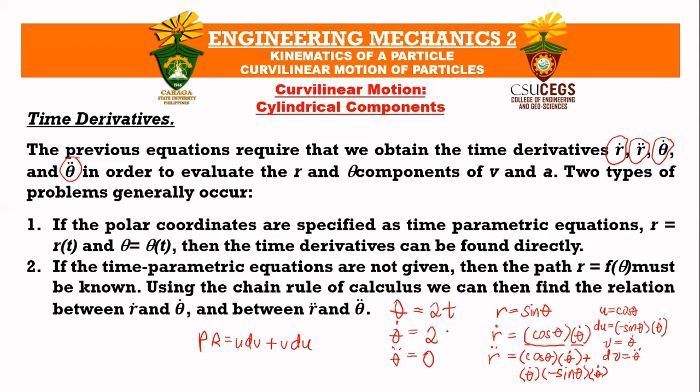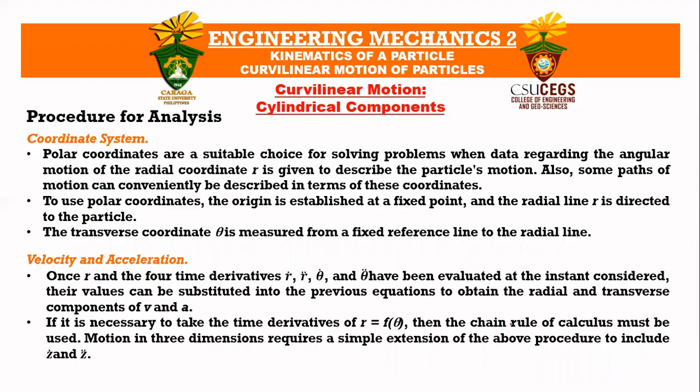So it could be a time parametric equation, or if the time parametric equations are not given, and the path, which is the r, is a function of theta, you will use the chain rule of calculus, like what we did here. So just a procedure for analysis. The first thing is coordinate system. It's very important to establish the coordinate system.